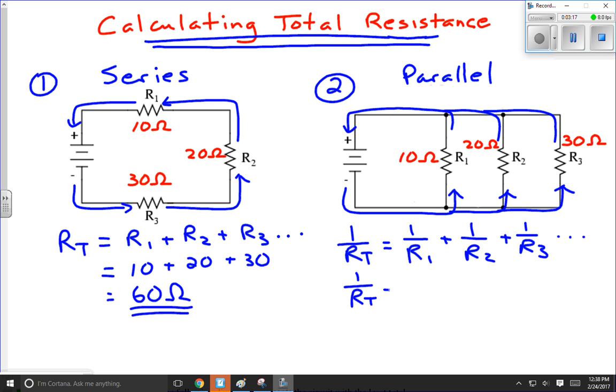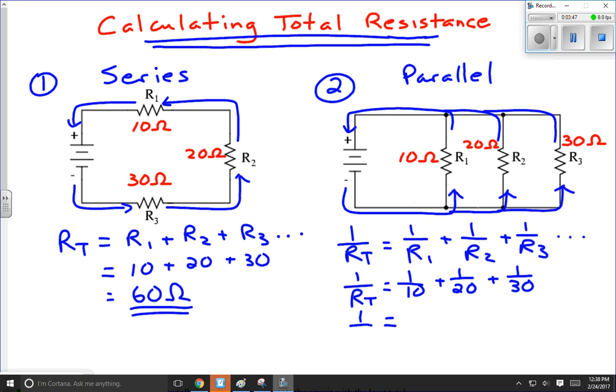So when I do my calculation, 1 over RT will now be equal to 1 over 10 plus 1 over 20 plus 1 over 30. And, well, in this case, I don't have any more, so I don't need that. All right, so to do this calculation, there's a couple ways we could do it. We could find a common denominator and add fractions and all that. If you have a calculator with you, you might as well use it. So forget the fractions. We'll just convert these to decimals.